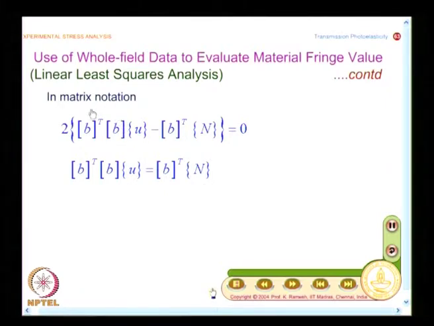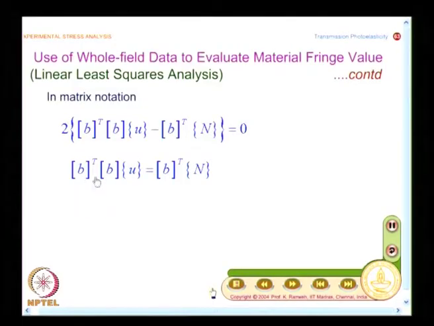To recognize the set of 4 equations into a matrix notation like this requires some reflection on your understanding of indical notation. If you have understood indical notation, you can quickly write it. If you have not done the indical notation, you write several expressions and then see that this can be re-represented in a convenient matrix form. And what is important here is the matrices what you have as B, B transpose, U, N are very simple. They can be directly written down from your experimental measurement.